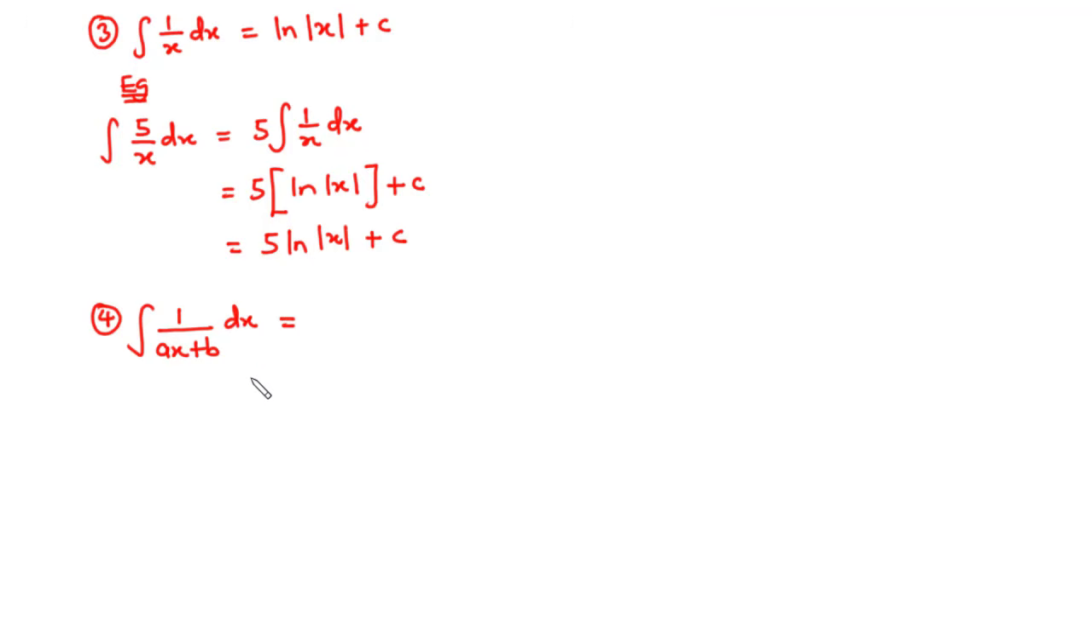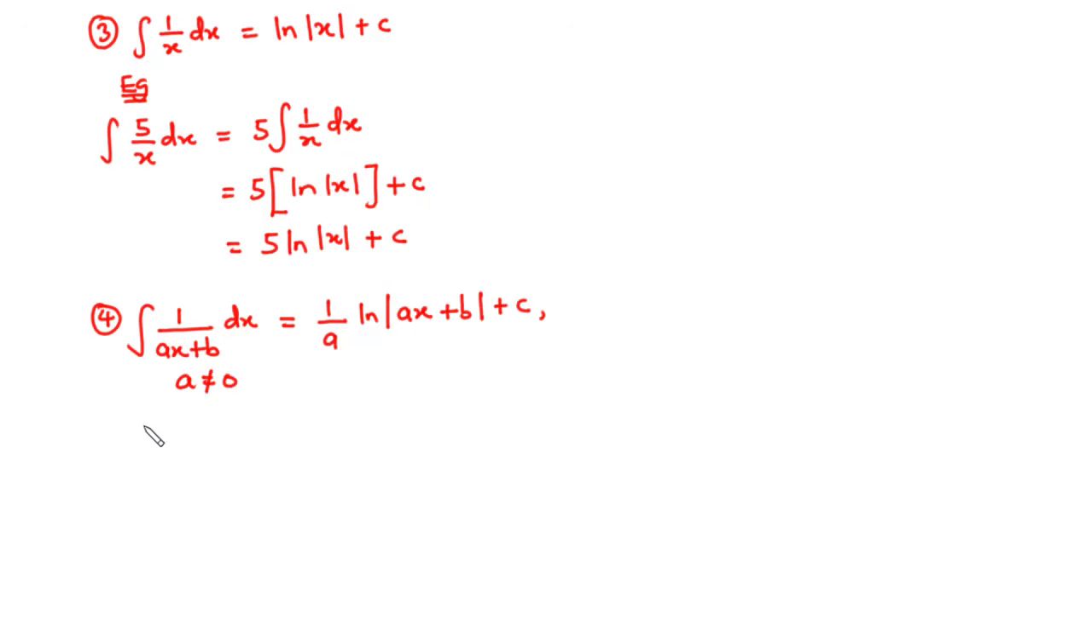Now this is equal to, you have 1 over a times ln of the absolute value of a times x plus b plus c, where the value of a is not equal to 0.